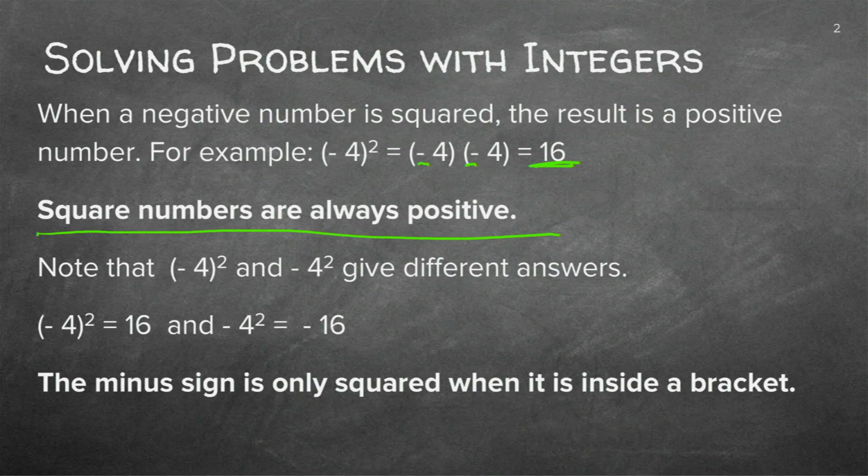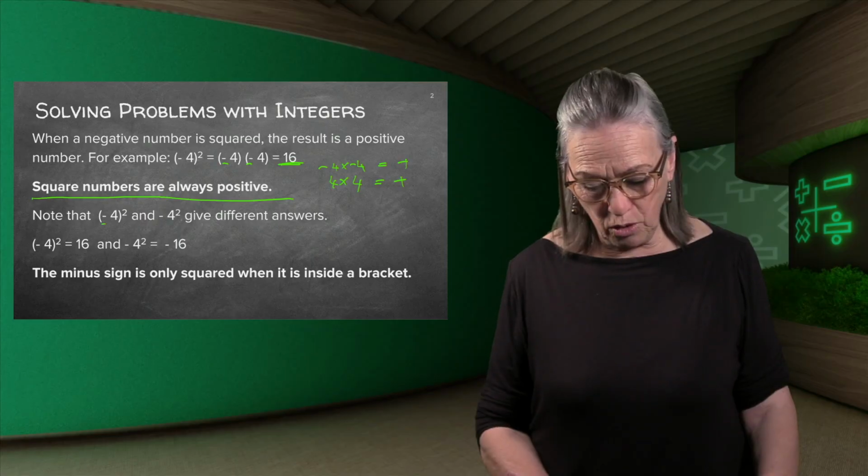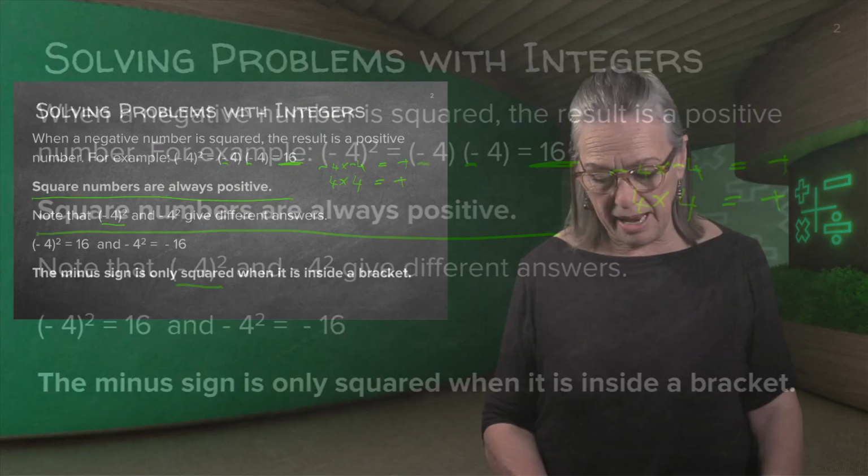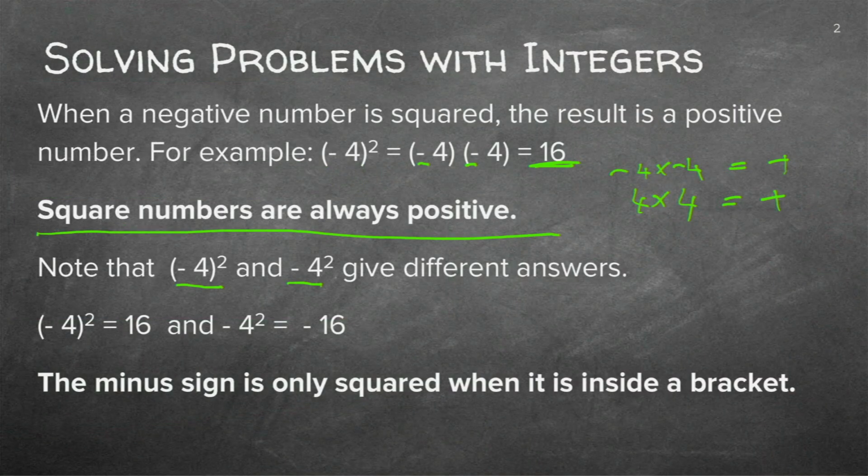Just think for a second. Yes, it's right, because it will either be two positive numbers or it will be two negative numbers. And we know our rules. Two negatives will always be a positive and two positives will always be a positive. But now there's just something that you must remember. Note that (minus 4) squared and minus 4 squared will give us different answers.